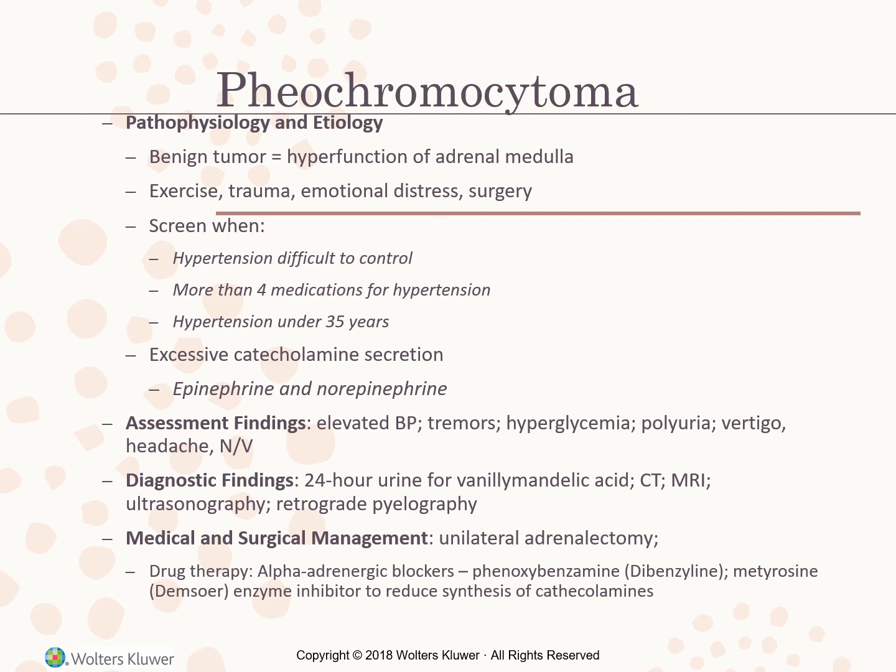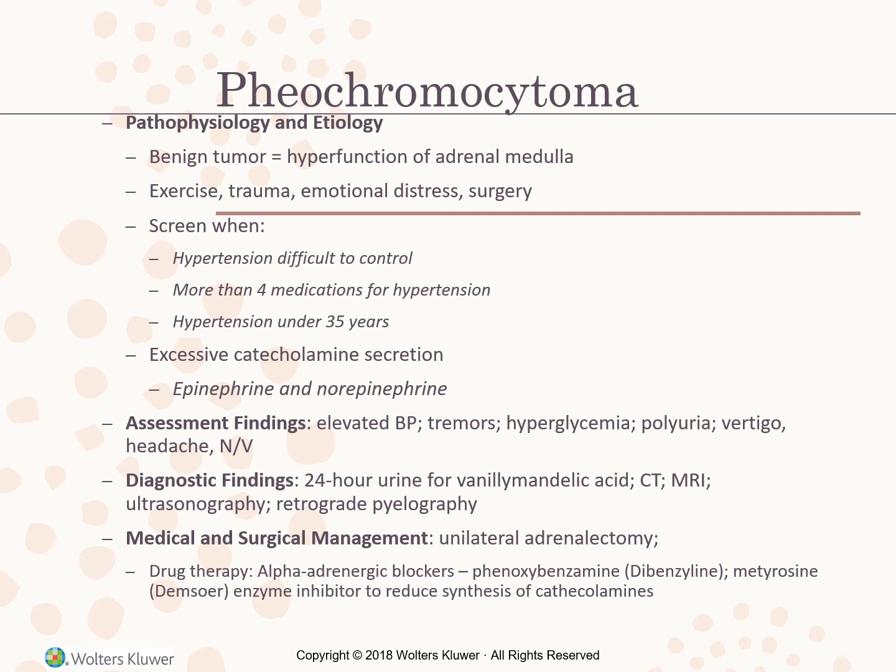We can do CT, MRI, ultrasonography, aortography, and retrograde pyelography, and all of these things can reveal the tumor. A drop in blood pressure after a test injection of the alpha-adrenergic blocker phentolamine will support the presence of a pheochromocytoma when compared with baseline measurements.